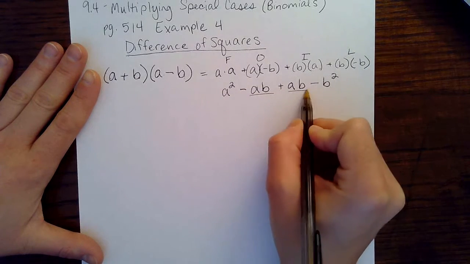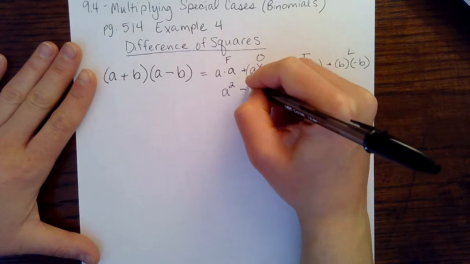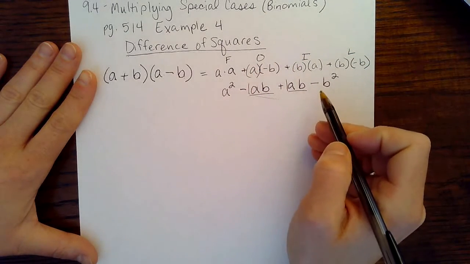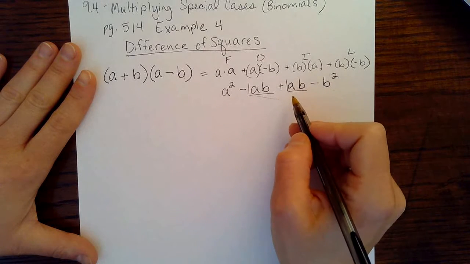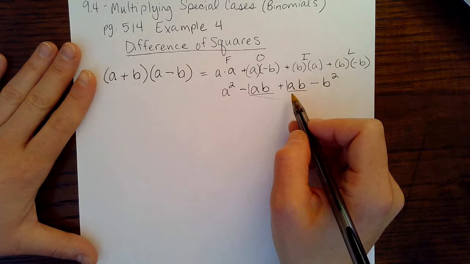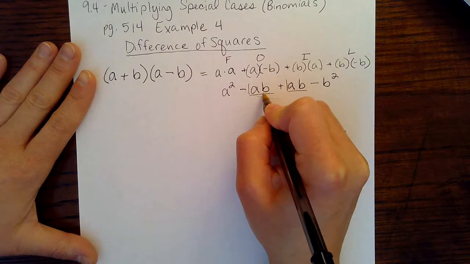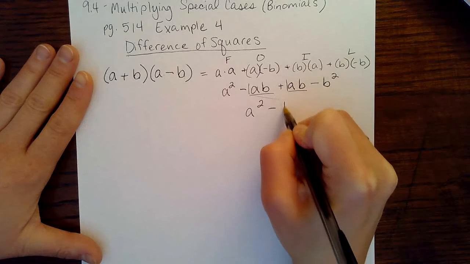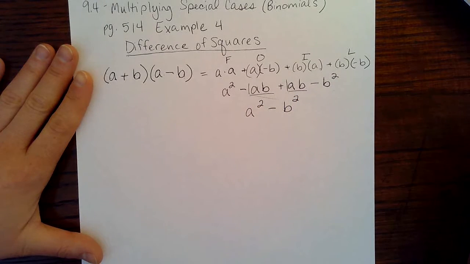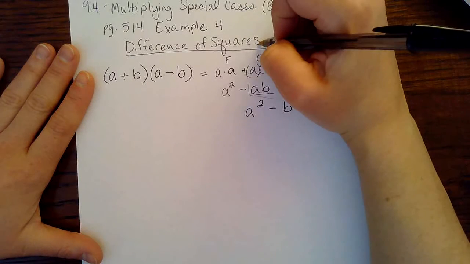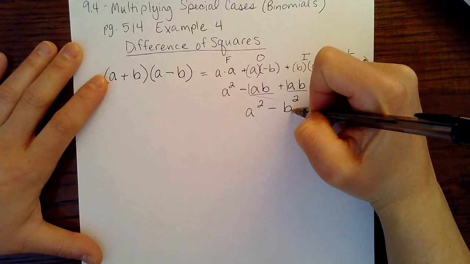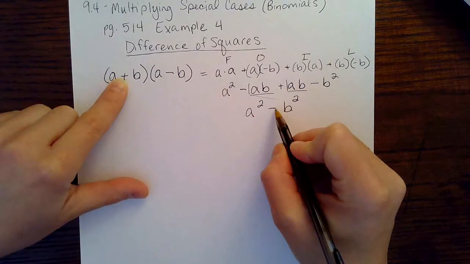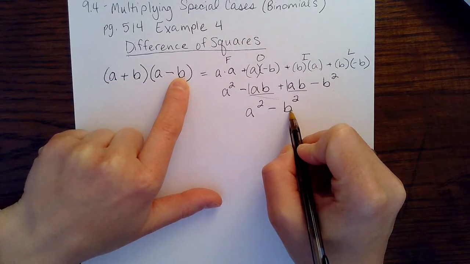Like before, we have now like terms, but in this case, we have negative 1AB and positive 1AB. When we combine these, we are left with just 0. We don't have to write plus 0, so we can just write this as A squared minus B squared. This is where our name comes from, the difference of squares. A plus B times A minus B gives us the first term squared minus the second term squared.